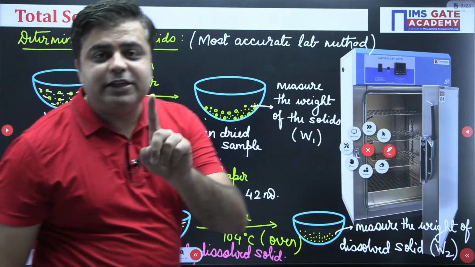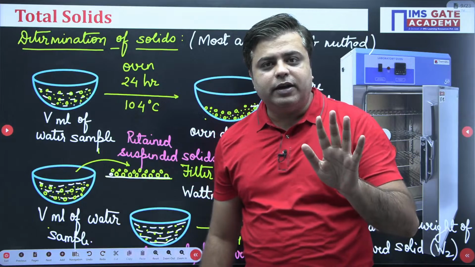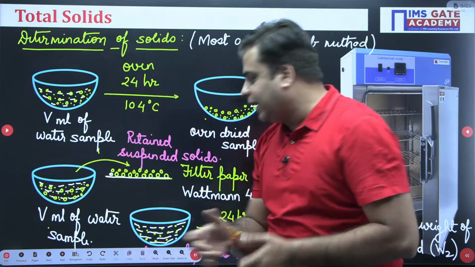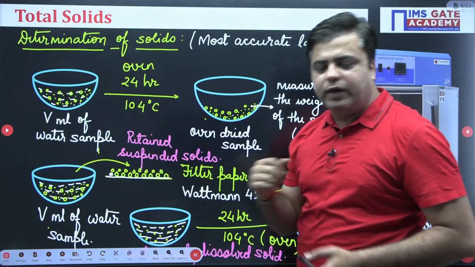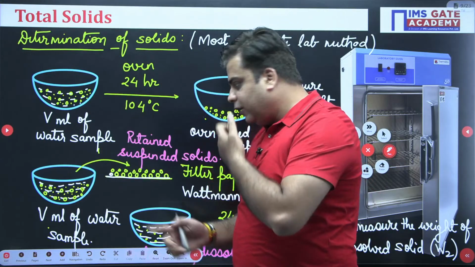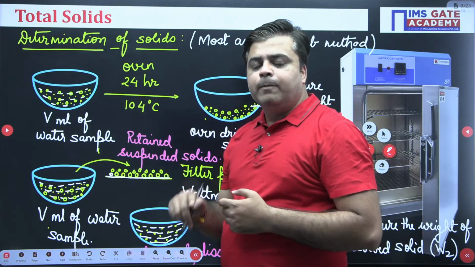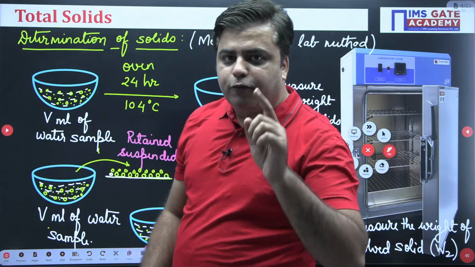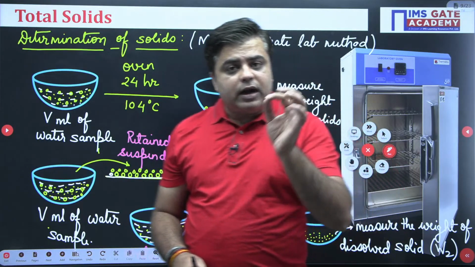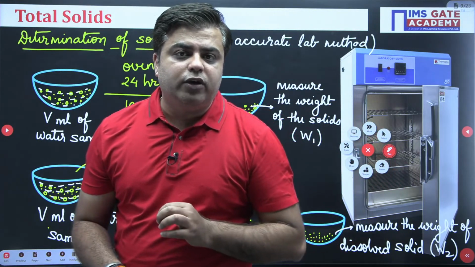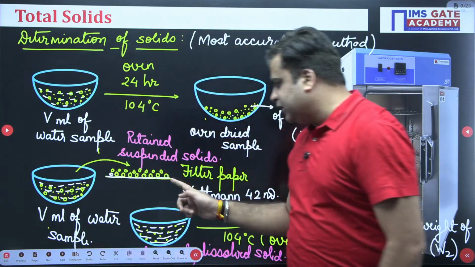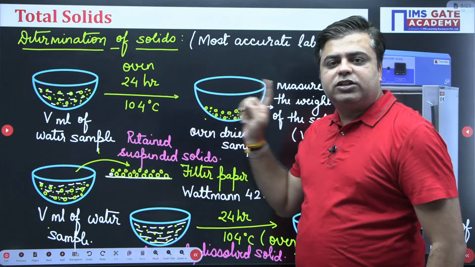We never keep this filter paper in the oven, right? Don't think that we will keep this filter paper in an oven and then measure the change in weight. Never do that. The reason is, when you keep this filter paper in an oven, there is a possibility that the weight of the filter paper may change. Due to that change, the amount of suspended solids you calculate will contain some error. That's why we never keep this filter paper containing the suspended solids in an oven.